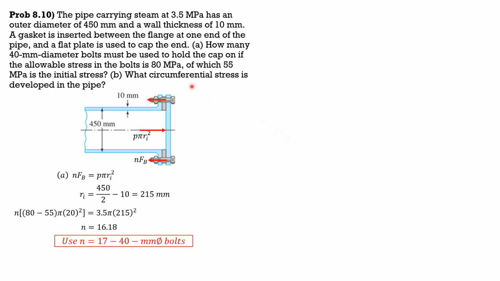Circumferential stress is P R_i over T. So circumferential stress is pressure times R_i over T. So substitute pressure equals 3.5, R_i 215, over thickness 10. So the circumferential stress is equal to 75.25 megapascals.